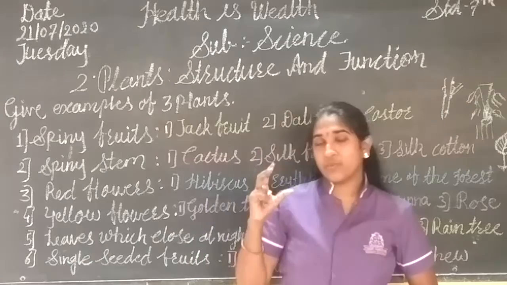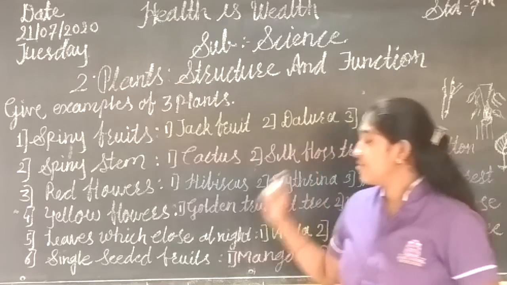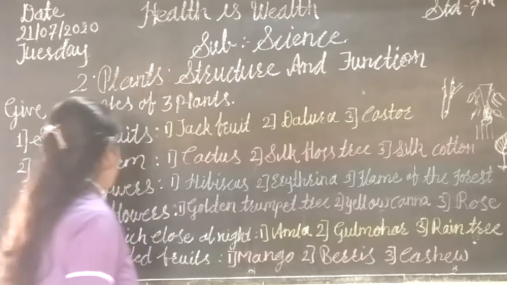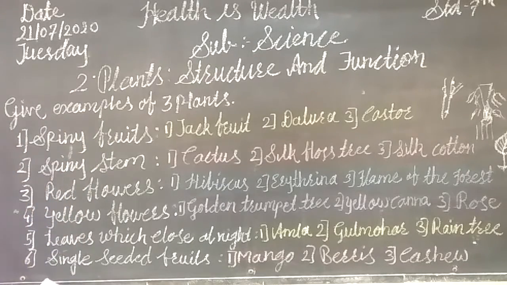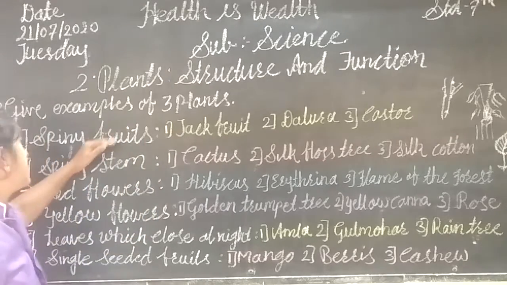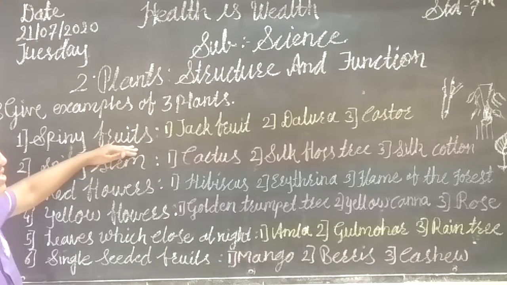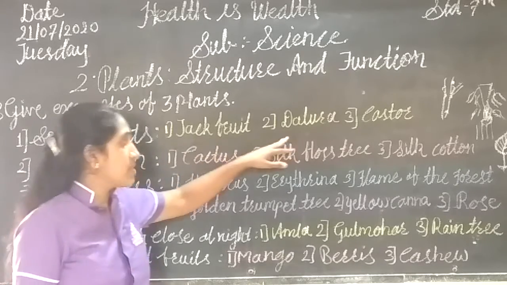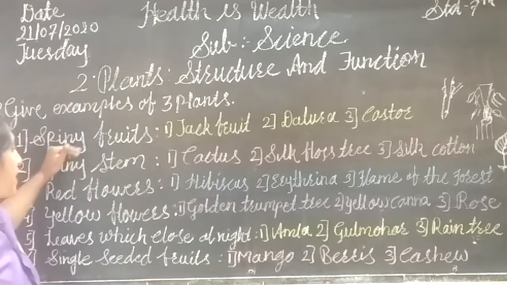Okay. Now, this is just a small summary I gave today about this lesson. Now we are going to study these questions. See, in your textbook question number 3 is given: give examples of 3 plants. We have to give just 3 examples. First one is spiny fruits. What is the answer for spiny fruits? That is jackfruit, datura and castor. Okay, these are the 3 examples of spiny fruits.